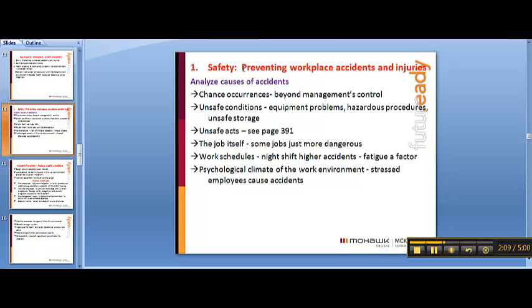They're beyond management's control. But sometimes there are just some unsafe working conditions. If we're operating equipment which we know is defective, maybe there are just some hazardous procedures. Anything as simple as not washing your hands after you've touched oils and workplace chemicals, that kind of thing, and maybe even storing things in an unsafe manner, okay? Maybe we've piled boxes too high. Maybe we haven't cordoned off an area where we're doing some work. Those kinds of things are all unsafe work conditions.